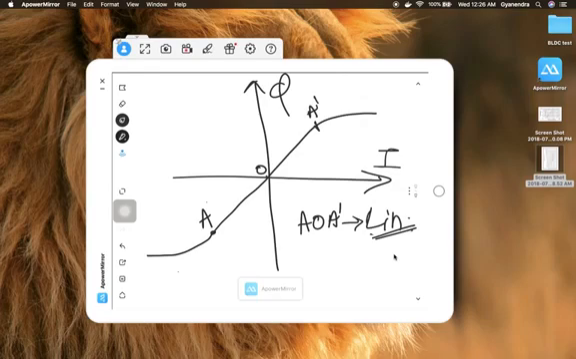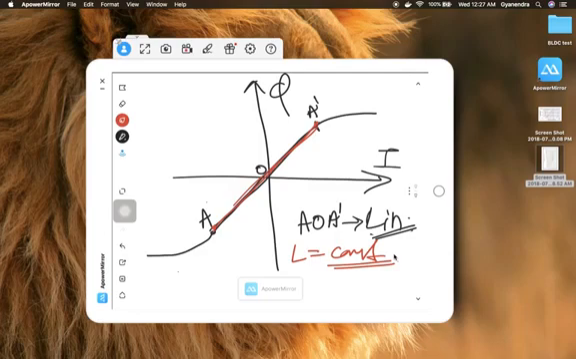Now in this linear region, the inductance is defined by the slope of the phi-I characteristic. Since this characteristic is linear in this region, our inductance will be constant from region A to A dash. So this is where inductance is constant.